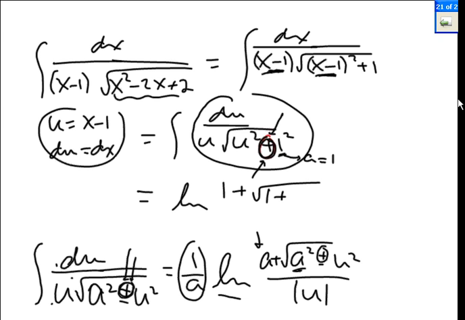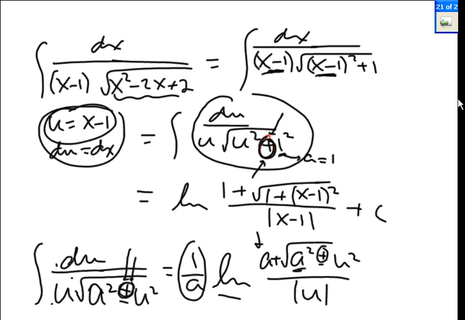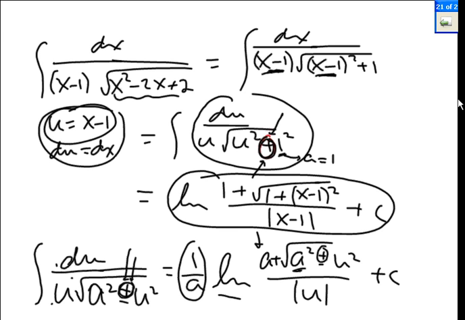Okay, so it's plus u squared. Well, u was x minus 1. It says so right there. Divided by the absolute value of u, plus c. And there's your answer. You could have done trig substitution like we did in the last section. Let's try one more of these.